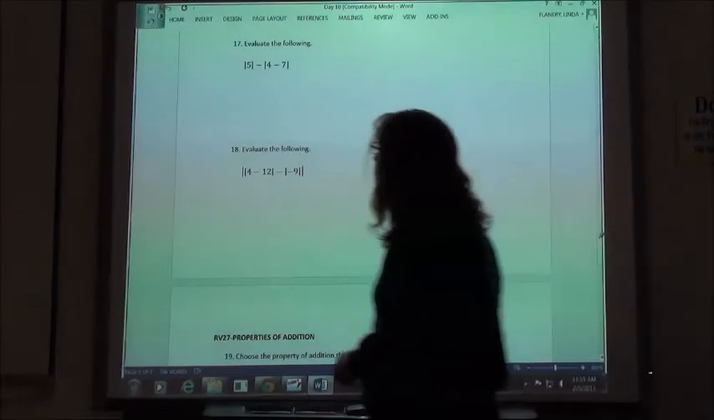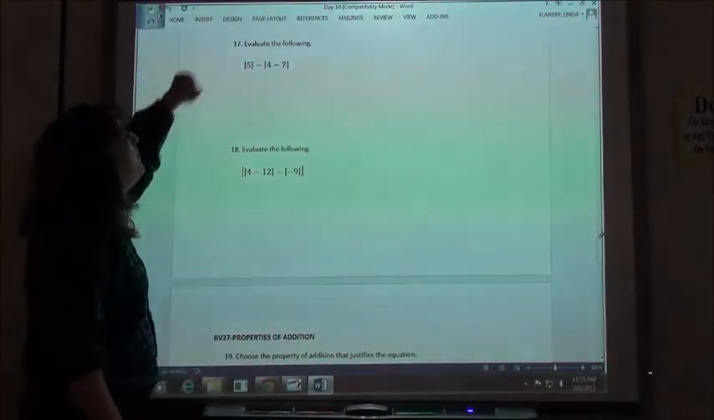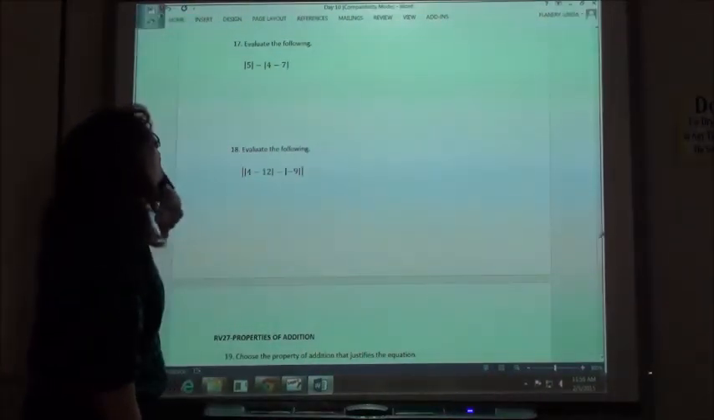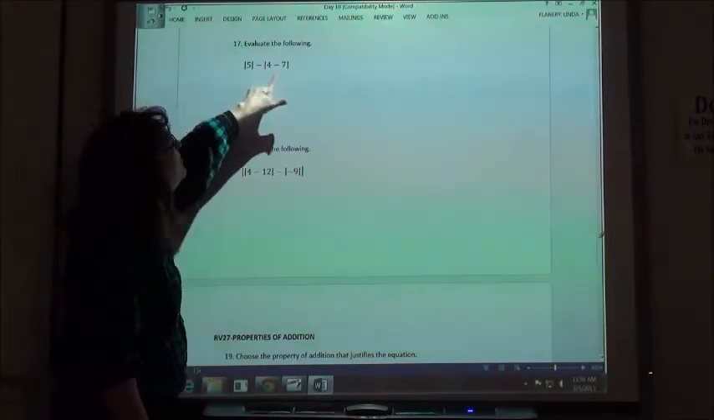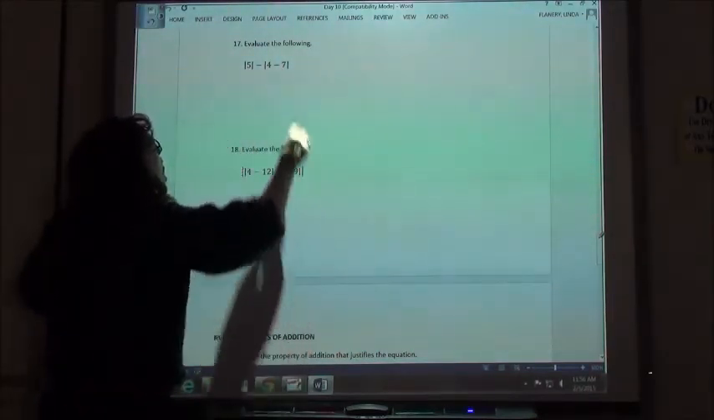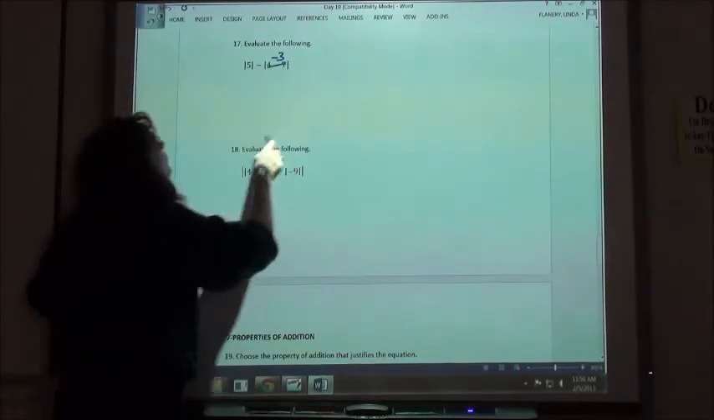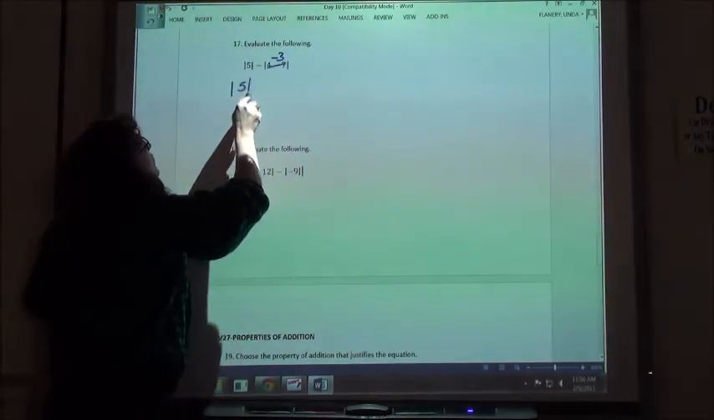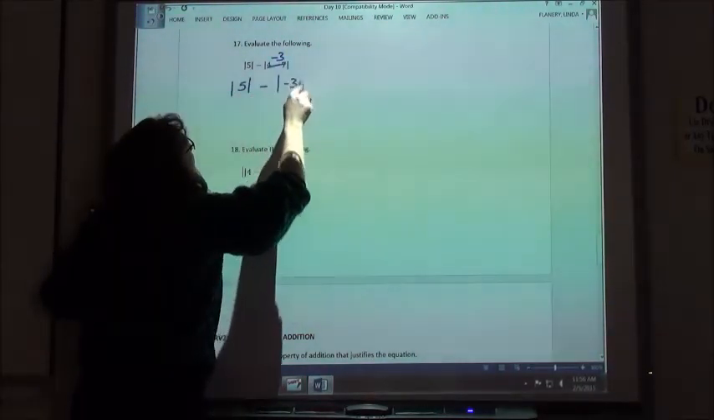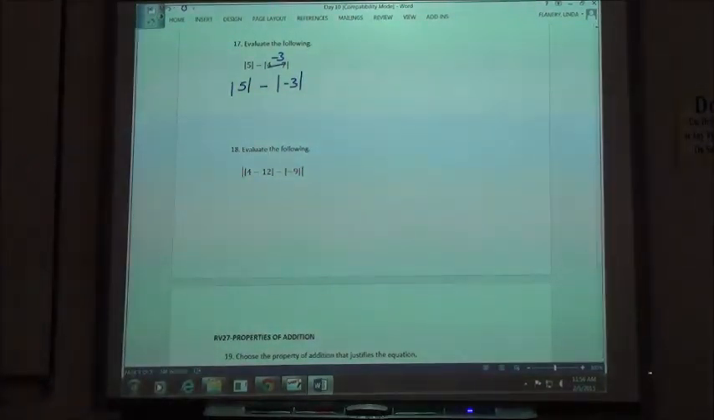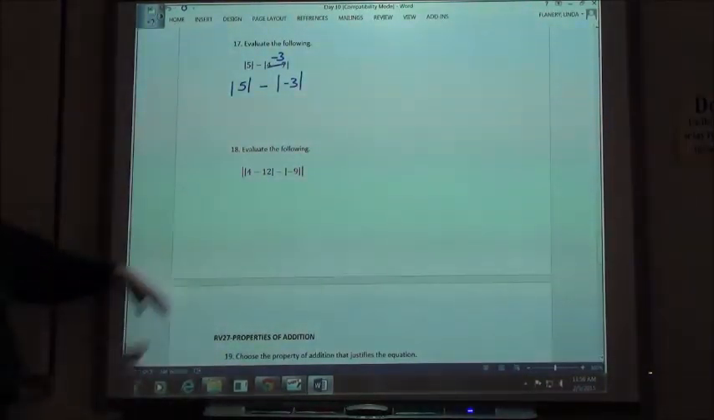Number 17. We have the absolute value of 5 minus the absolute value of 4 minus 7. I have to simplify that into one number first. 4 minus 7 is negative 3. So I have the absolute value of 5 minus the absolute value of a negative 3.